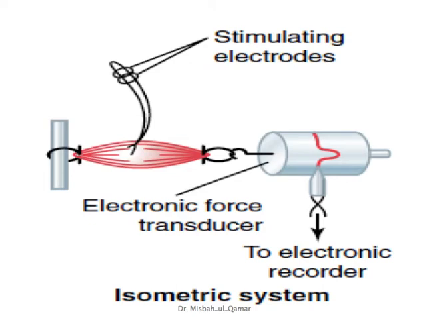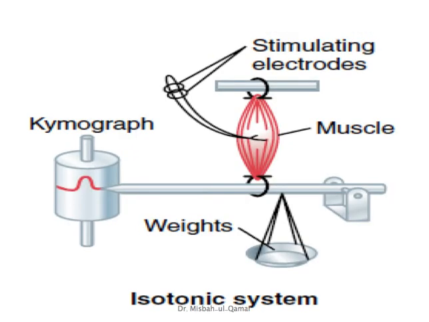Now we move on to the isotonic contractions. In this type of muscle contraction, muscle length decreases, but the muscle tension remains the same. Examples of isotonic contractions include lifting an object, walking, or moving any part of the body.